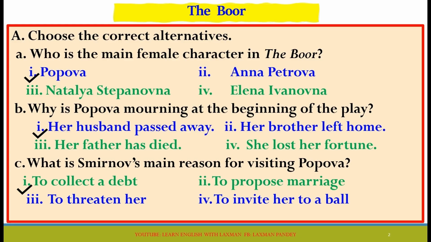What is Smirnov's main reason for visiting Popova? To collect a debt, to propose marriage, to threaten her, to invite her to a ball. The correct answer is to collect a debt.